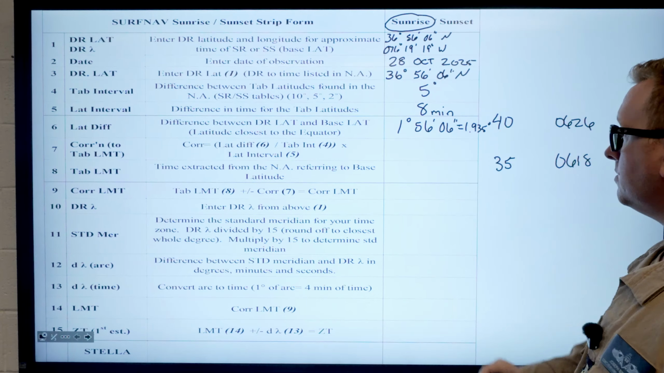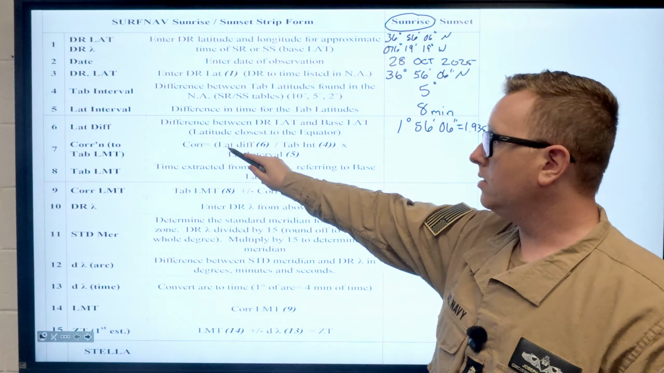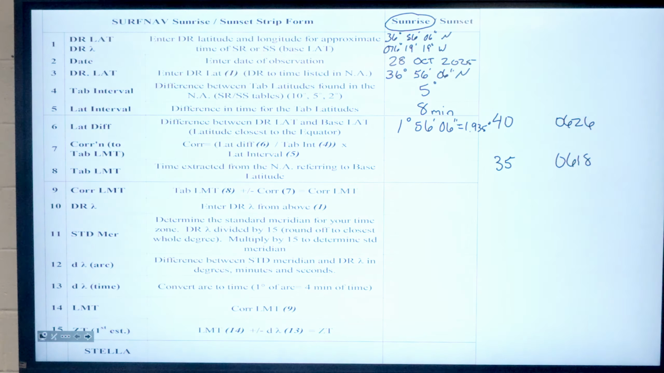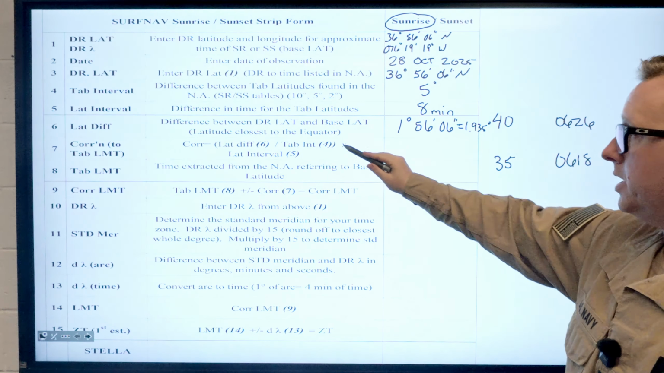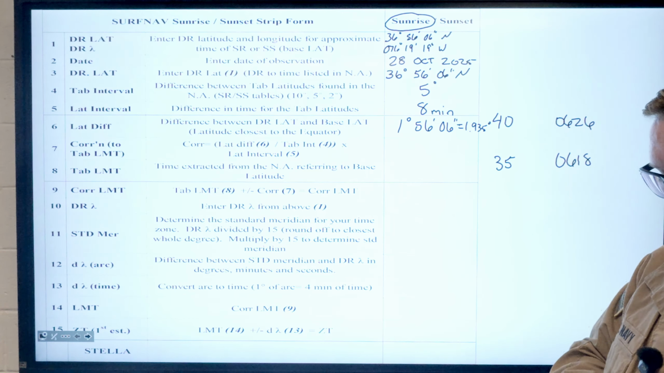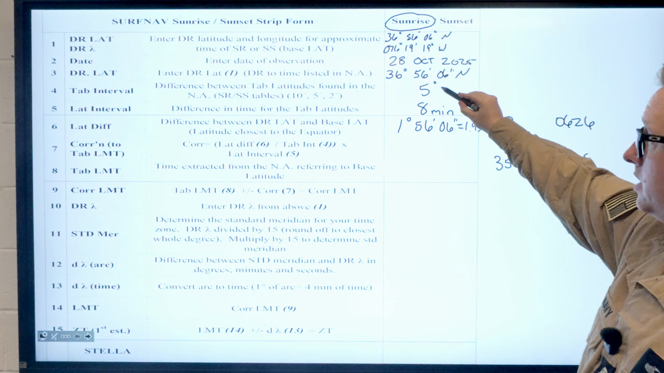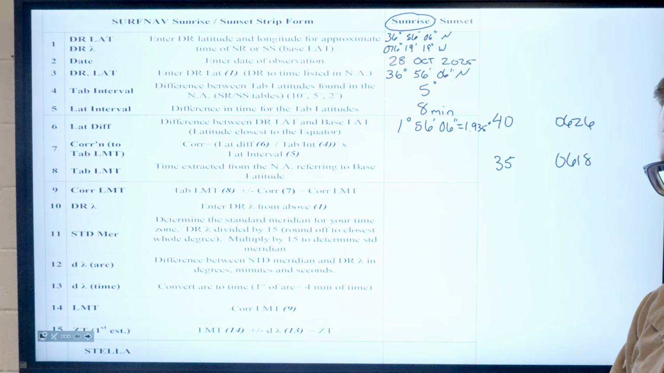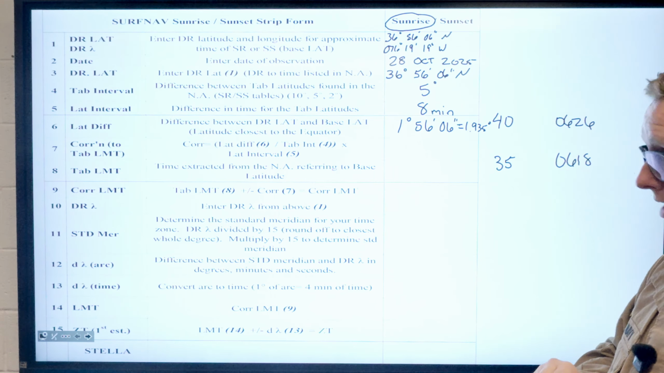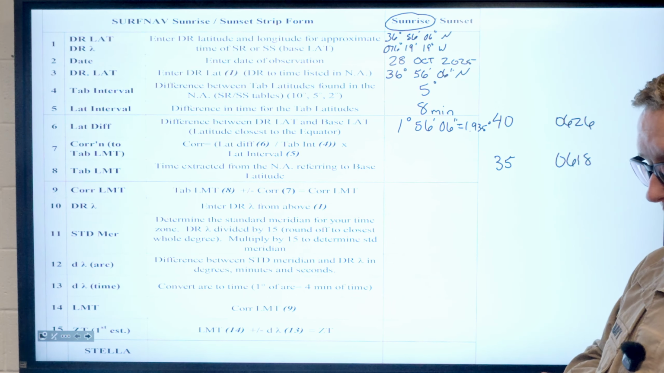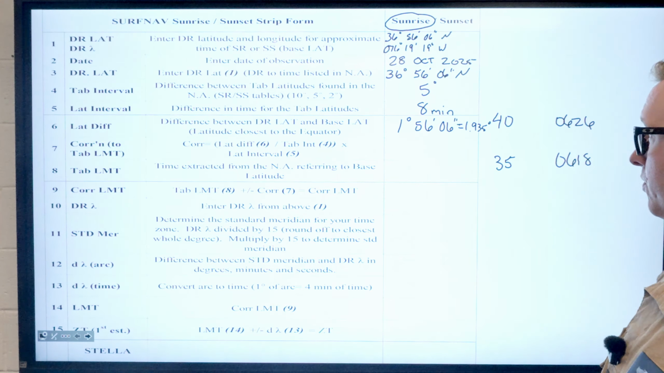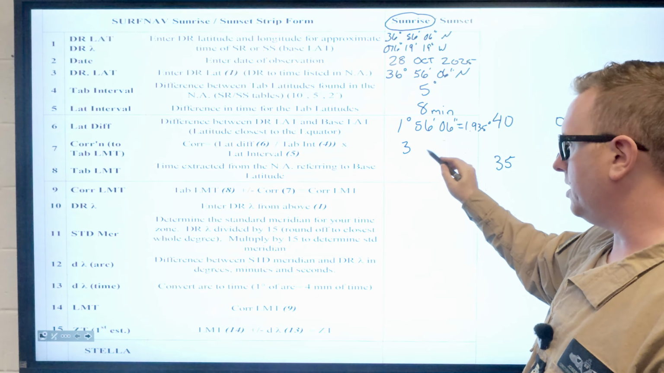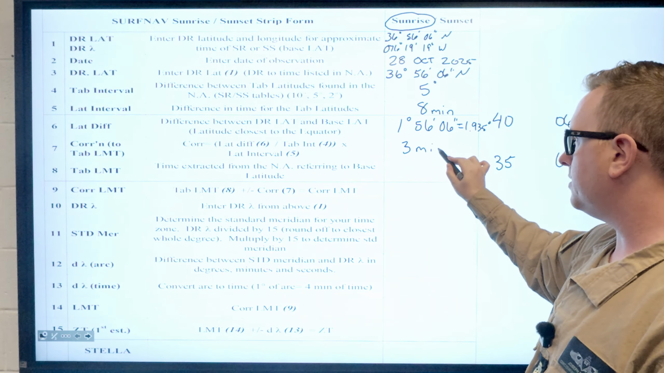Now we did that to make the math easier. You see in number 7, we have the correction: lat difference divided by tabulated interval times the time difference. So taking number 6, 1.935, divided by the tabulated difference, you get 0.387. Times that by 8, and you get about 3 minutes. It's 3.09. I'm just rounding to 3 minutes.